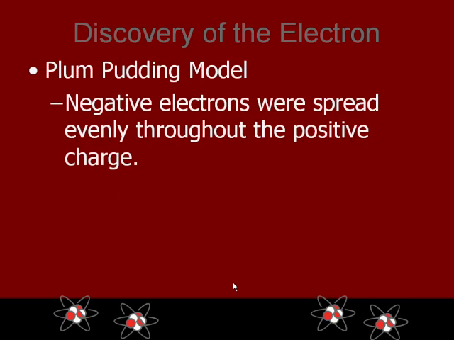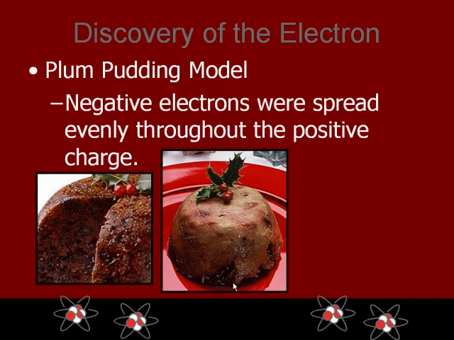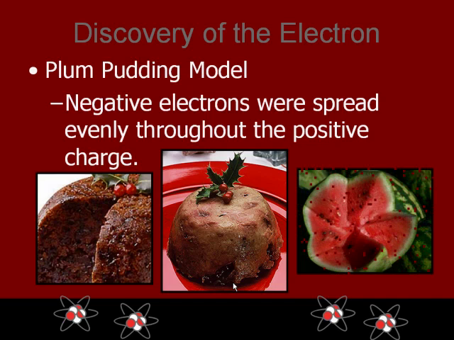Now we have a new picture of the model of the atom, and it is called the plum pudding model. Based upon Thomson, we have this ball of positive charge, and there are negative particles embedded within it. It was referred to as the plum pudding model. Plum pudding looks like this, where the chunky pieces are supposed to be representing electrons. You can also think of it as a watermelon, where those little black seeds are representing electrons.